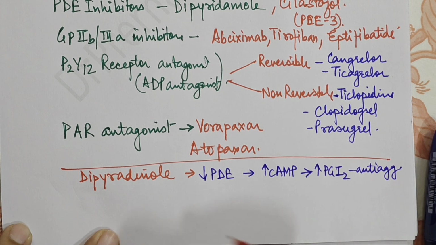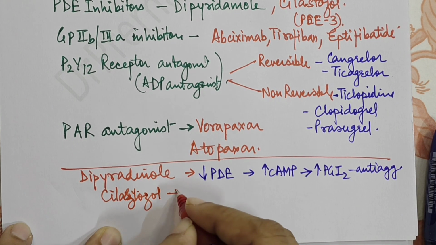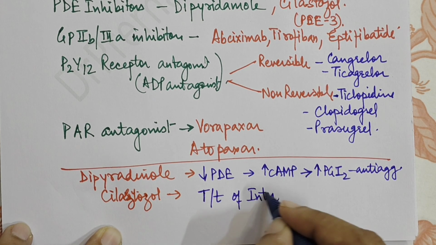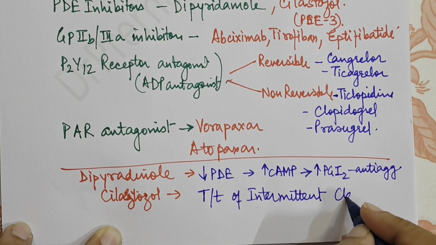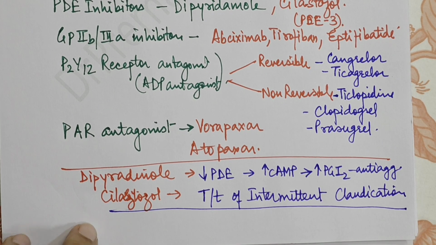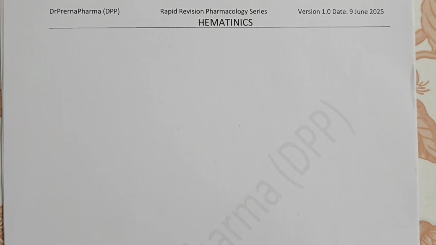There is another drug in the same category, that is cilostazol, and this drug has the same mechanism. This drug is used in the treatment of intermittent claudication. Okay, so cilostazol is the drug of choice in intermittent claudication. Please don't forget that.